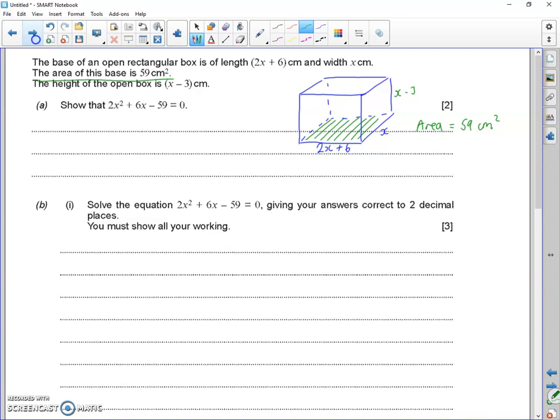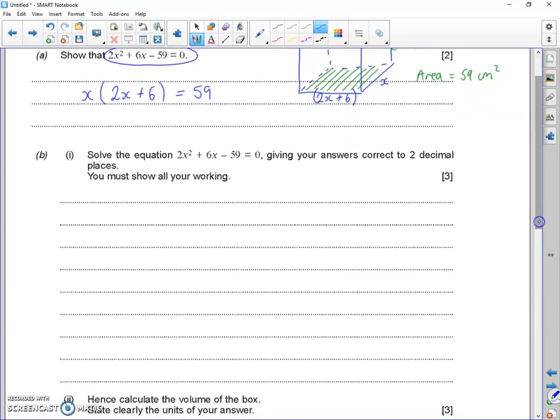Well, we don't need this x minus 3 because that's nothing to do with the area. So what we do need is the 2x plus 6 and the x. Again, it's area. So you would start by timesing those two measurements together and putting it equal to 59. And you should be able to get something looking like that if you expand the brackets and take away the 59. If you move down then, it says solve the equation, give your answers to 2 decimal places. Well, that's a bit of a clue that you're using the quadratic formula. Okay. So just put the right numbers in. Be careful with the minus 59.